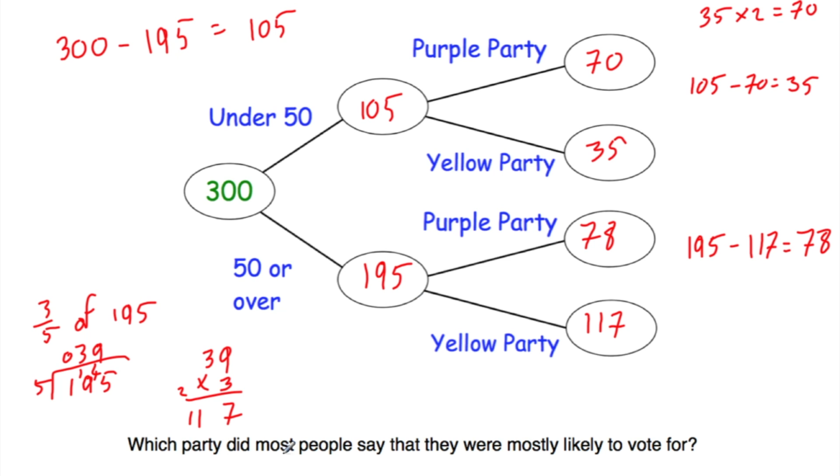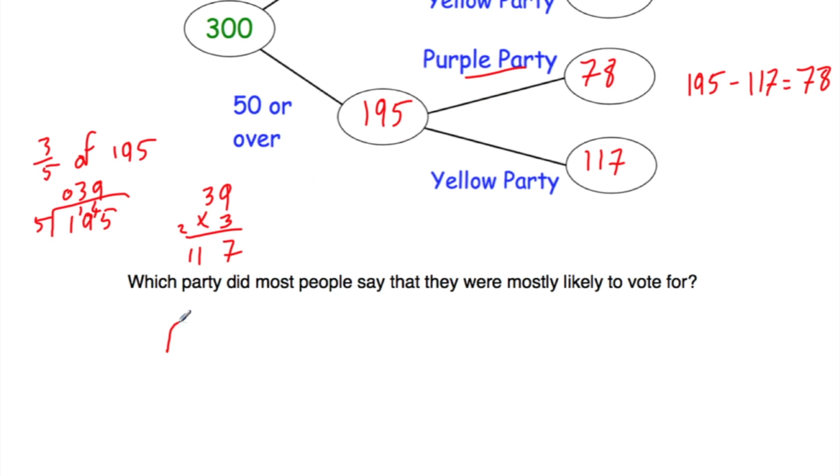Now the question says, which party did most people say they're most likely to vote for? So we need to work out how many people in total wanted to vote for the purple party. So we're going to add together the 70 and the 78. And then we're going to see how many people would vote for the yellow party. So we'll add together the 35 and the 117, and we'll see which one of those numbers is bigger.